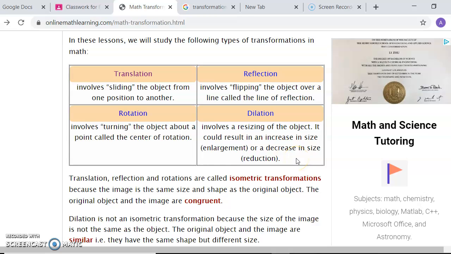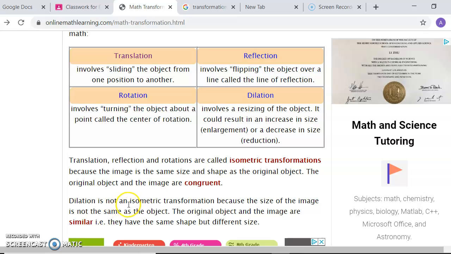So the first three that I've talked about, translation, reflection, and rotation, are called isometric transformations, in that the image is the same size and shape as the original object. So translation, reflection, and rotation are called isometric transformations because the image is the same size and shape as the original object. And the original object and the image are congruent. Okay? And congruent means the same size, same shape.